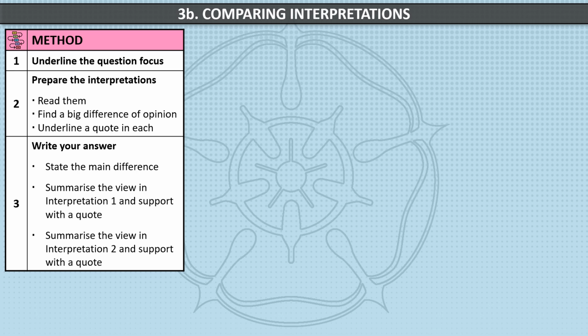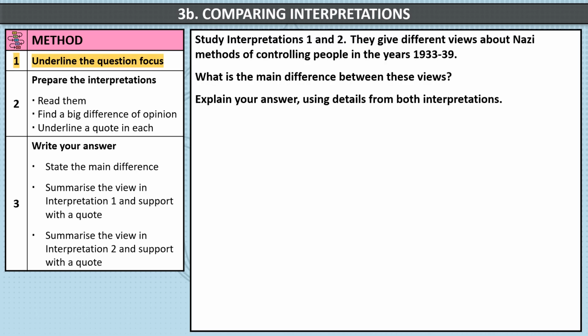Here is one good method for doing this question. A successful student will memorise this method so that they can use it in the exam independently for themselves. We start by underlining the question focus so that we stay on the right topic. In this case, the focus is Nazi methods of controlling people in the years 1933 to 39.